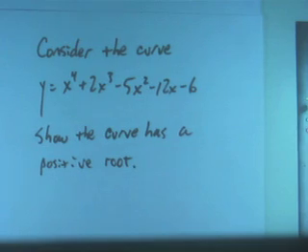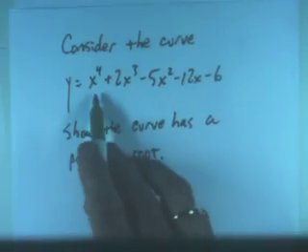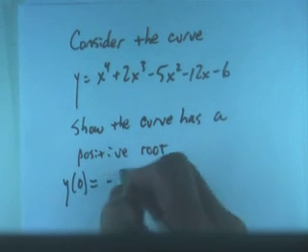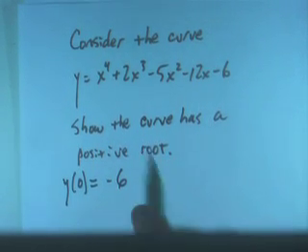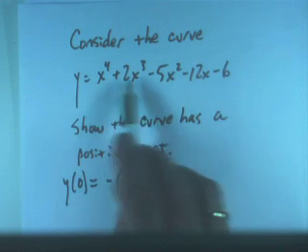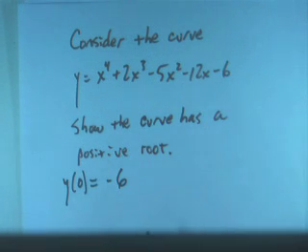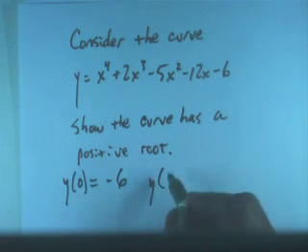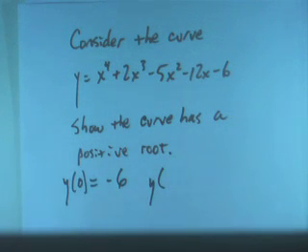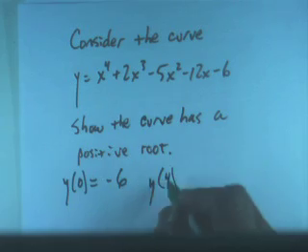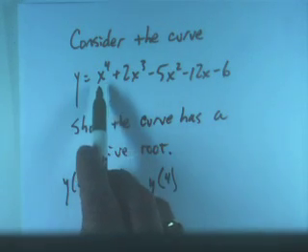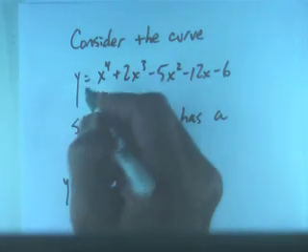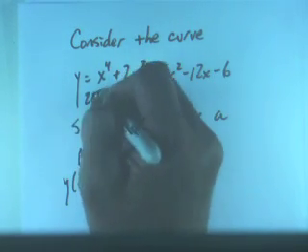Now notice what happens if we evaluate this curve at 0. You get a negative 6. So if we plug in 0, we get a negative 6. What happens if we plug in a larger number, like say, 4? Well, we have 4 to the 4th, I'm sorry, is 256.